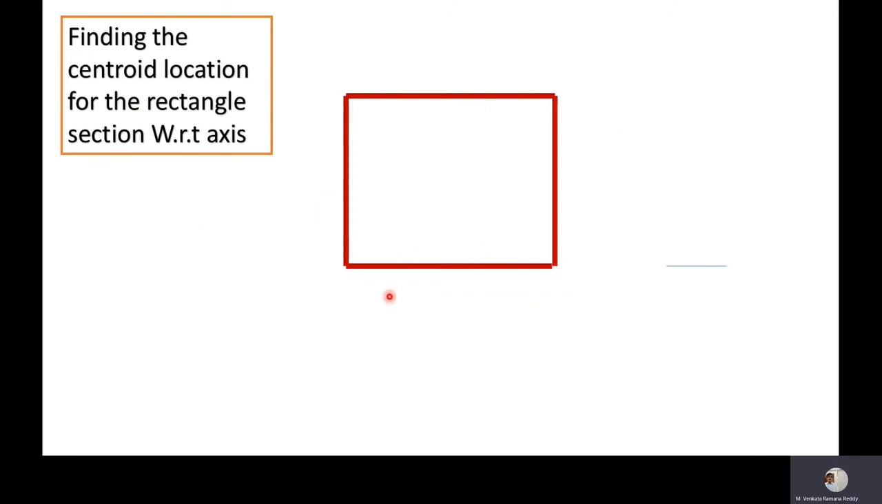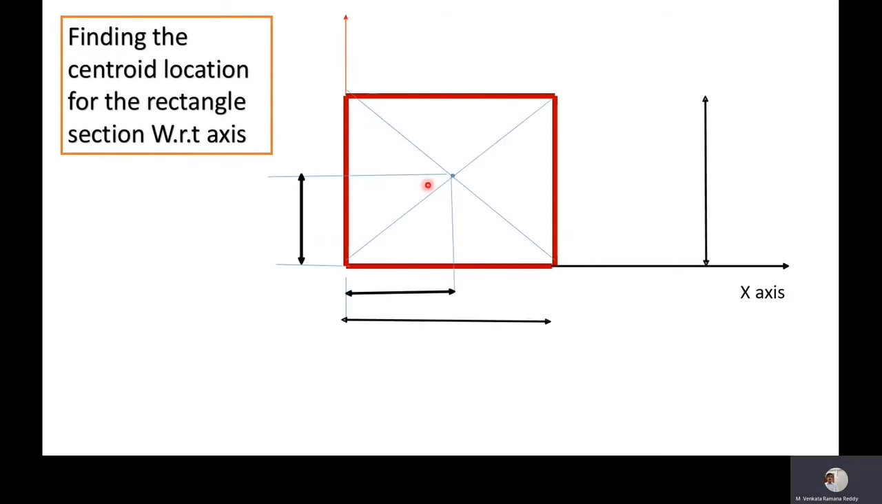Finding the centroid location for the rectangle section with respect to axis. This is the rectangle section. Next, we have to draw the axis, x-axis as well as y-axis. Breadth is 6 meters and height is 4 meters. This is a centroid point. So x2 is equal to 6 by 2, which is equal to 3 meters. y2 is equal to 4 by 2, which is equal to 2 meters.